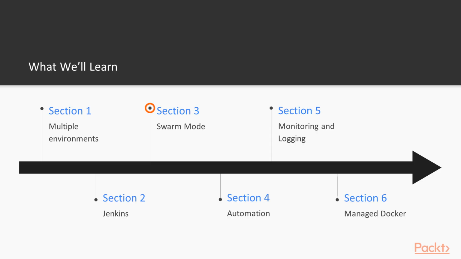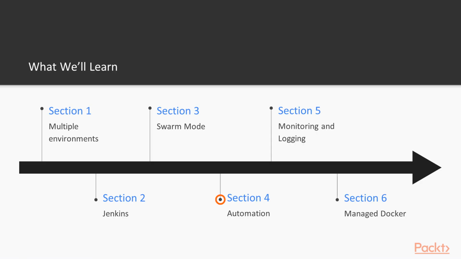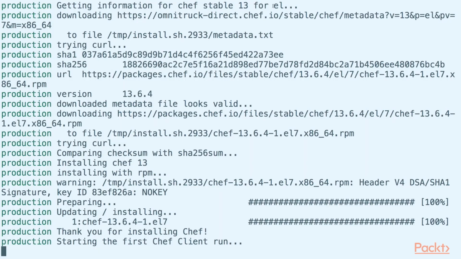In the third section, we will learn how to scale our production environment with Docker Swarm mode. We will learn step-by-step how to set up a Docker Swarm cluster and deploy our application to it. For the fourth section, we'll improve our ability to scale our Docker infrastructure through automation. We will be using Chef to define how our Docker nodes look in code.